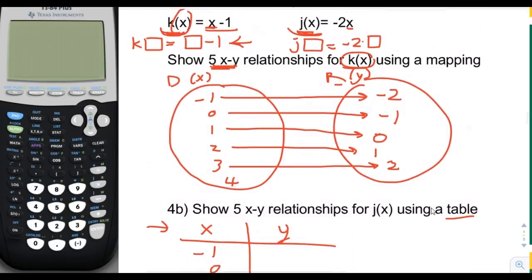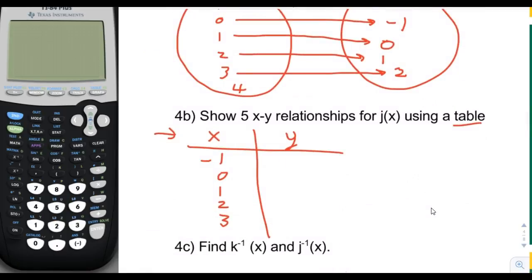So our function this time is the times negative 2 function. We're going to take whatever the input is, and multiply it times negative 2. So negative 1 times negative 2 is positive 2. 0 times negative 2 is 0. 1 times negative 2 is negative 2. 2 times negative 2 is negative 4. And 3 times negative 2 is negative 6. So we've shown 5 xy relationships for j of x using a table.